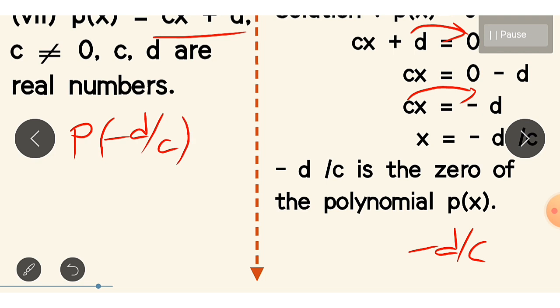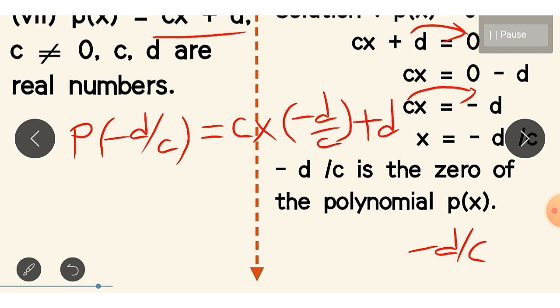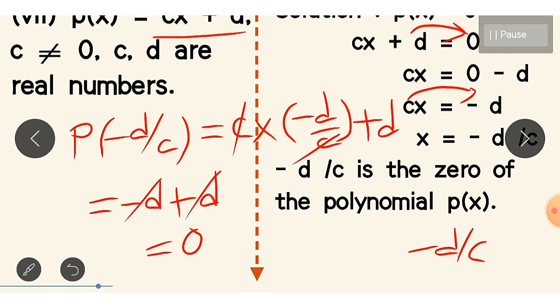P of minus d by c equals c into minus d by c plus d. c and c get cancelled. We'll get minus d plus d. Both get cancelled, we get 0. So here also this is verified. Hence we can say that minus d by c is the 0 of the polynomial P of x.